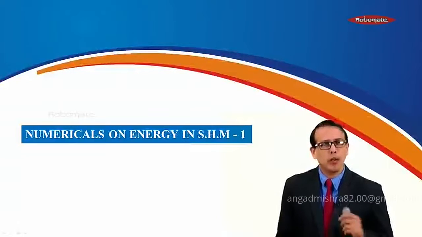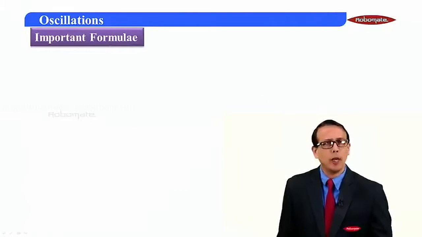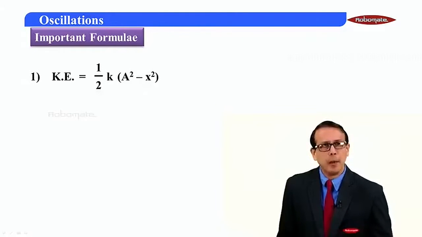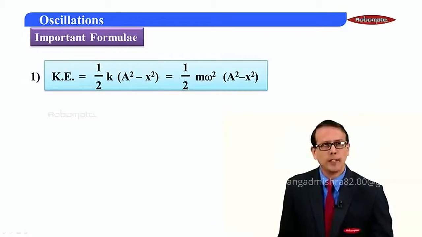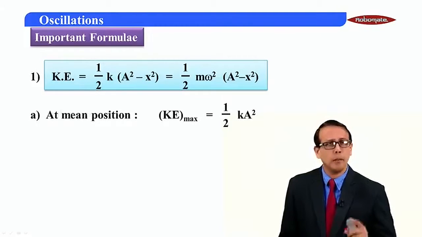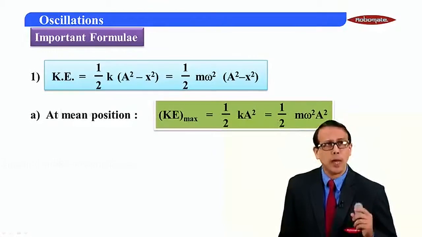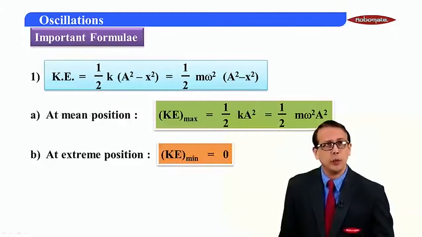Students, in this module we are going to solve numericals on kinetic energy, potential energy and total energy. So let's start with important formula. To begin with, kinetic energy is half k (a square minus x square). Since k is m omega square, we can also write it as half m omega square (a square minus x square). At mean position, we know kinetic energy is maximum with the formula half k a square or half m omega square a square. At extreme position, kinetic energy is 0.